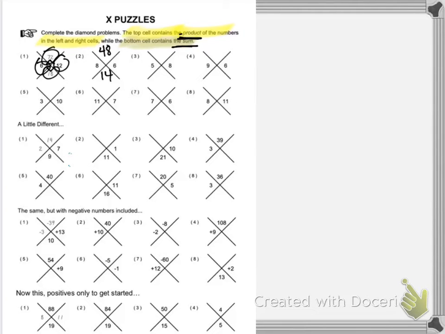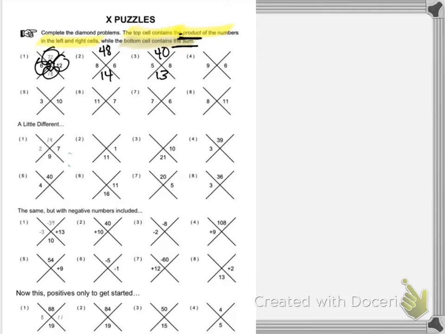Let's do one more. For number 3, I have 5 and 8. So the top gets multiplication. 5 times 8 is 40. And then let's add the numbers for the bottom cell. 5 plus 8 is 13. So pretty simple for now. Alright, let's move on to something a little different.